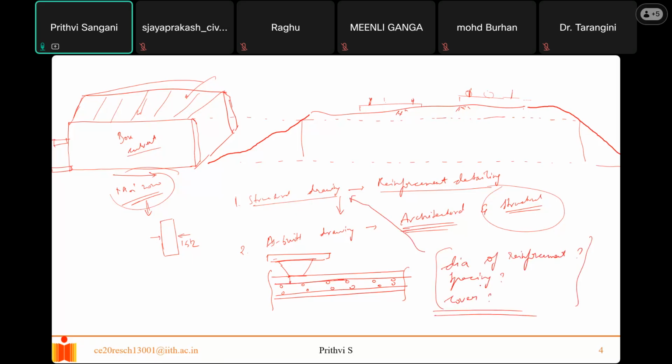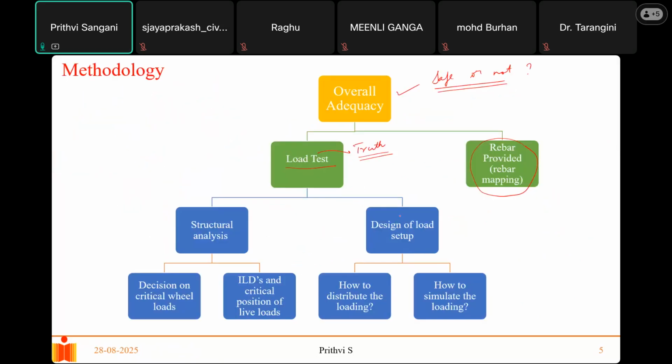But still, railways don't want to take any risk, because what if the profometer readings are slightly off? Then they don't want to take any risk. So that's why they wanted us to go for a load test. So for the load test, again, we try to break it down into two parts. First one is we want to analyze the member.